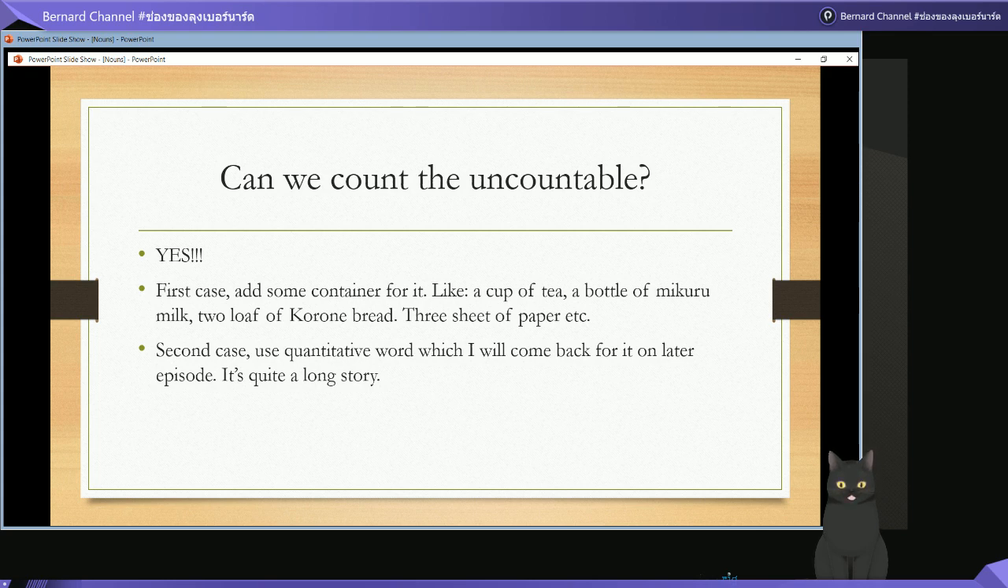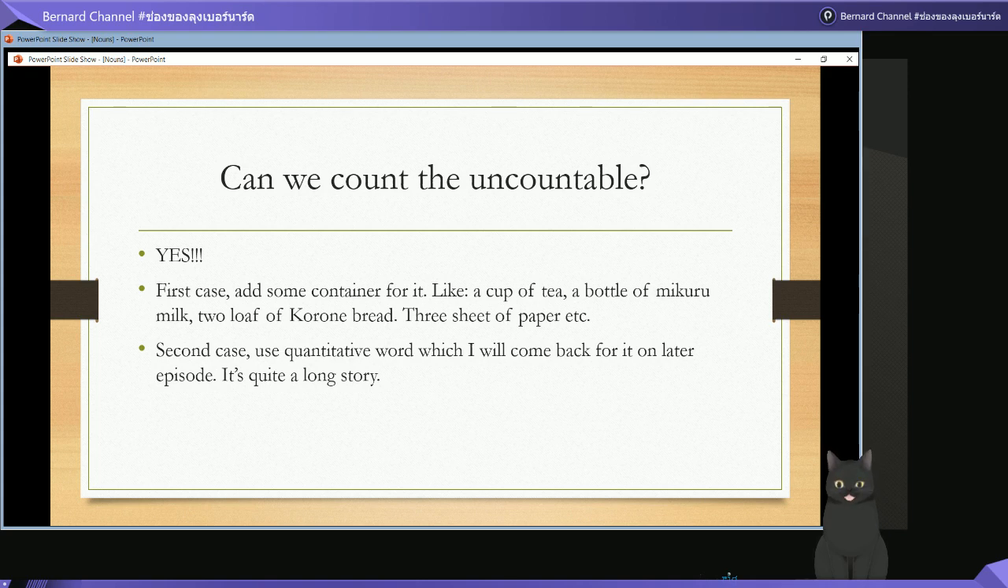Not the short word, okay? If you go for the short word, we know what it leads to. Shade. Okay. And in the second case, about the uncountable thing, we're going to use a quantitative word, like a few, a little, much, many, some, any, or something like this. It can be used to count the uncountable, for example some money, some milk.